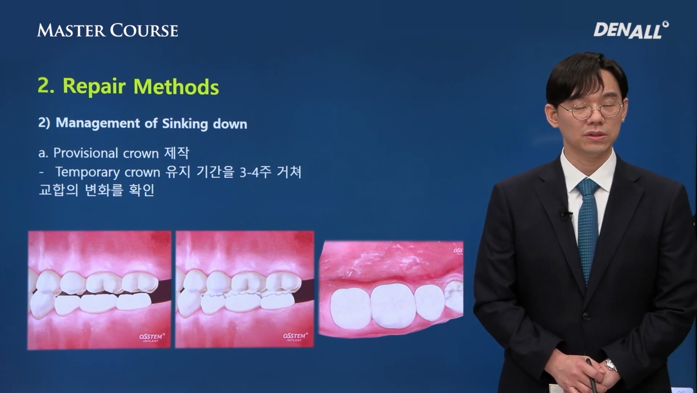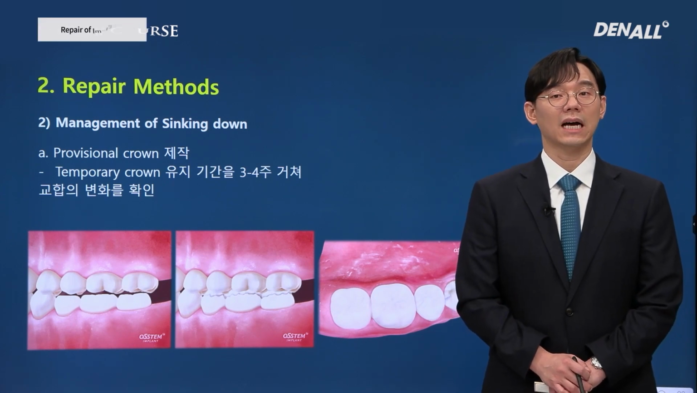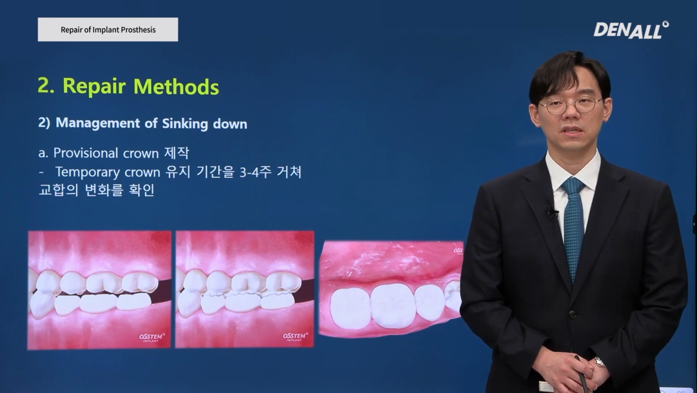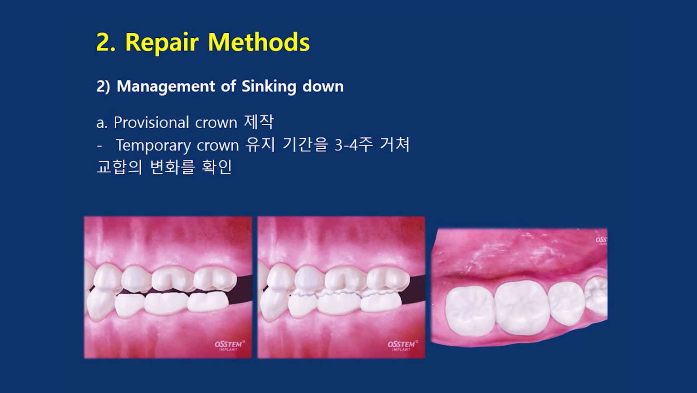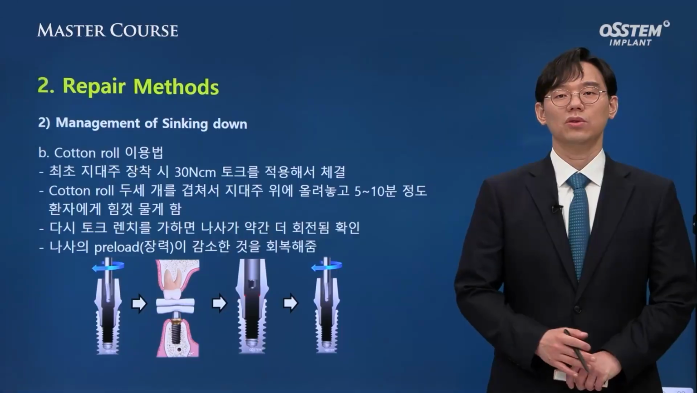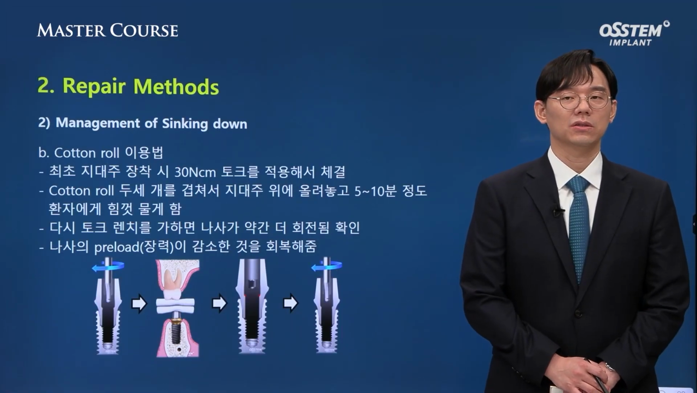In order to reduce the probability of repair, you need to pay attention to sinking down. In order to respond to it, it is important to have the patient wear provisionals. Sinking down occurs in the early stage of abutment connection, so if you provide a provisional, then you can provide the final prosthesis after a sufficient amount of settling effect.